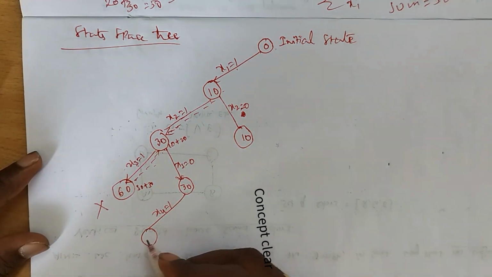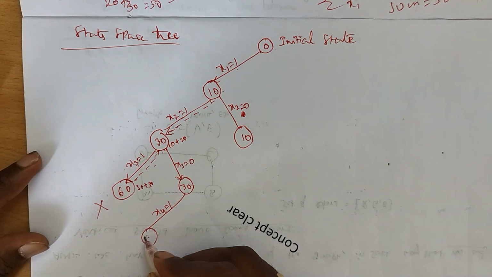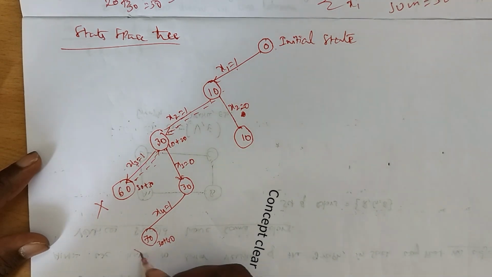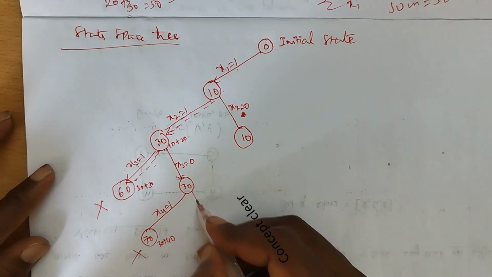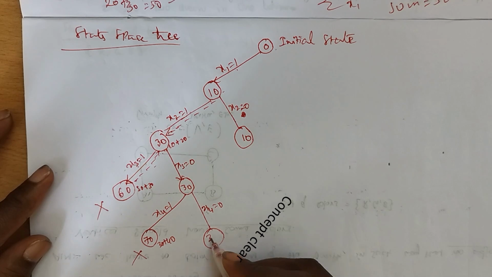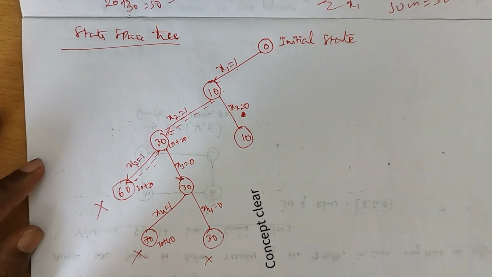The x4 value is 40. So 30 plus 40 is 70. So it is also not possible. And what about x4 equals 0? x4 not considered means what is the value? 30. It is also not possible.